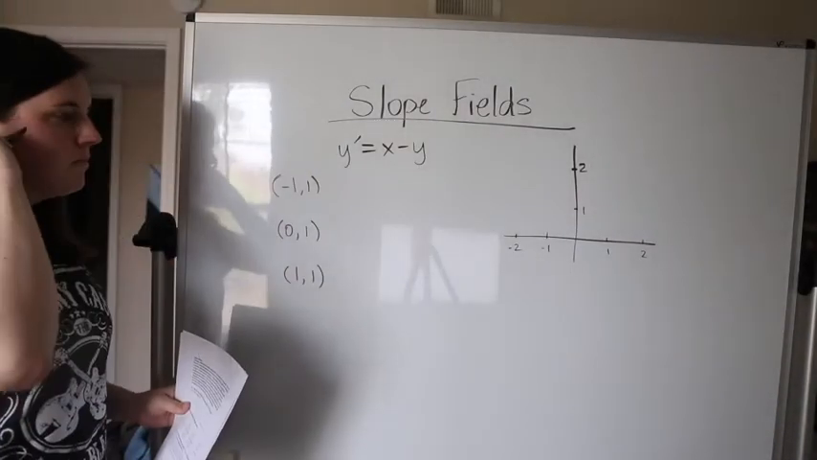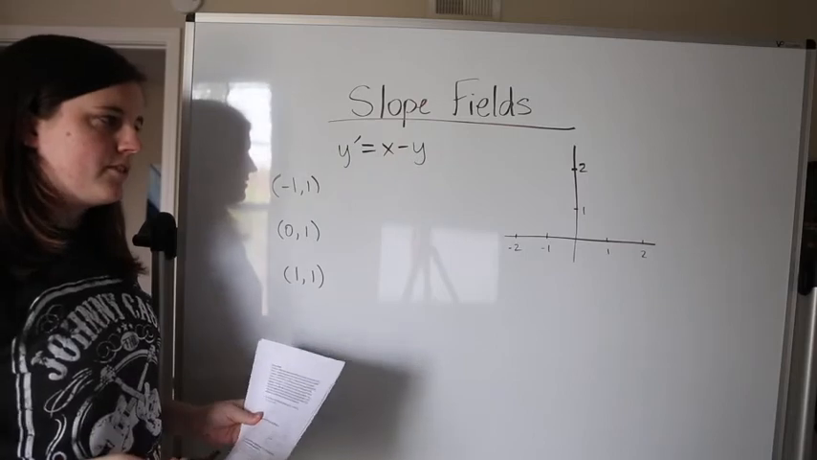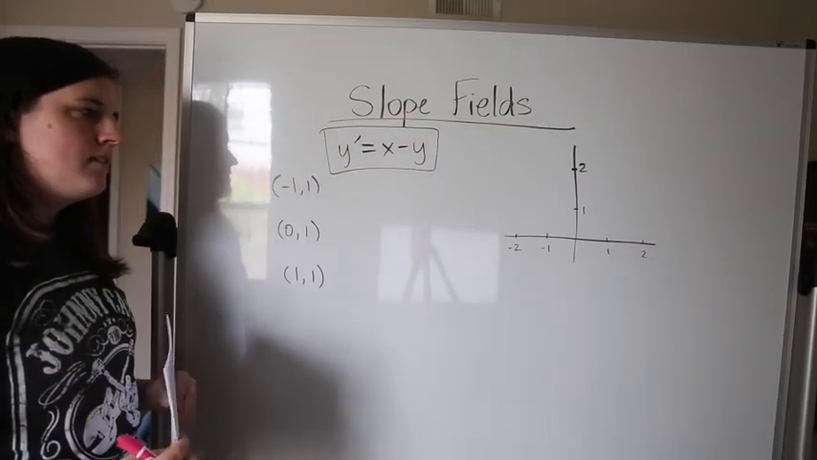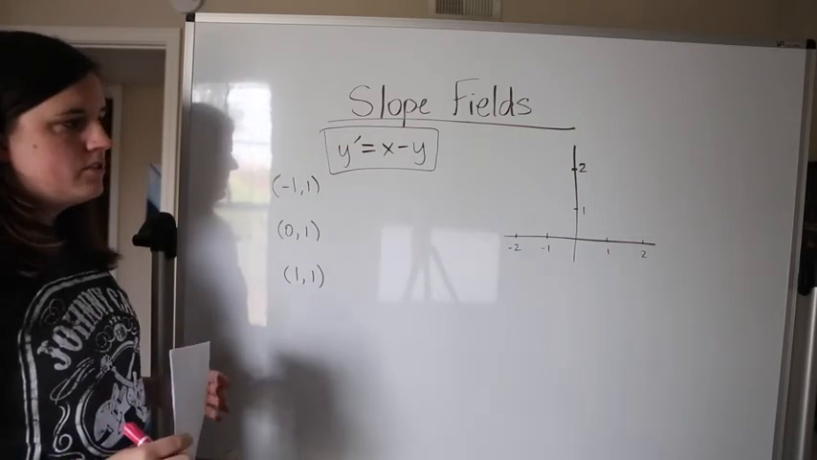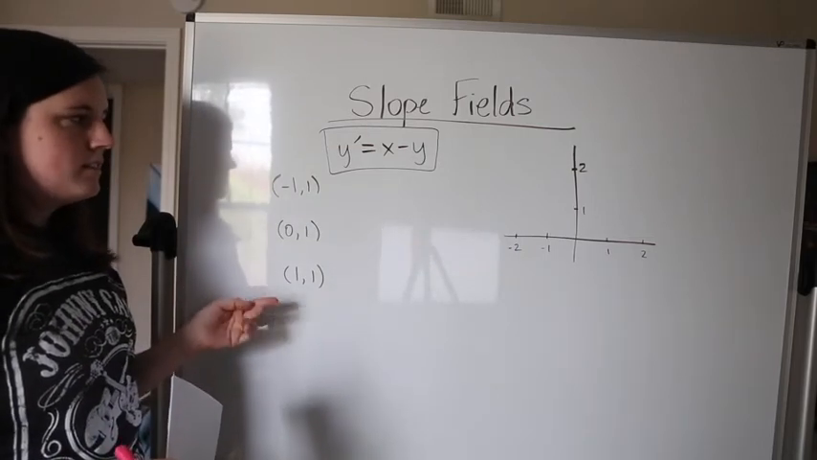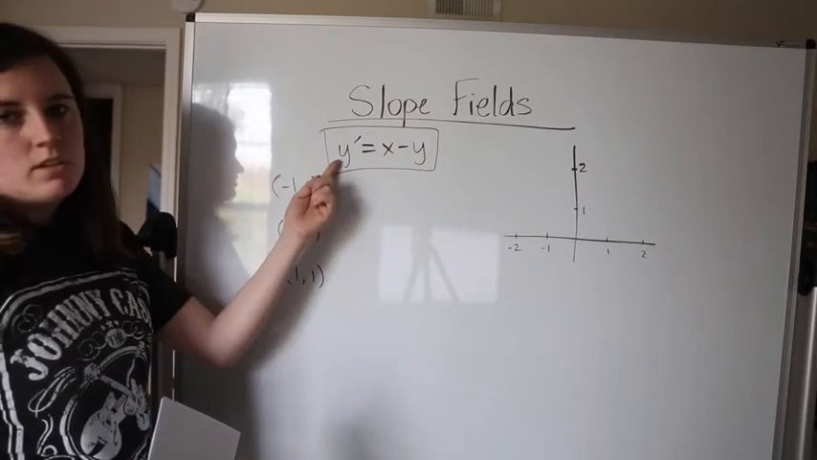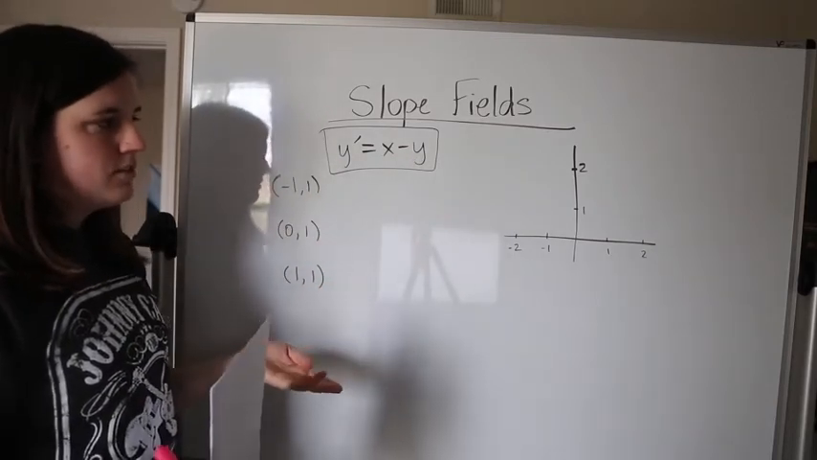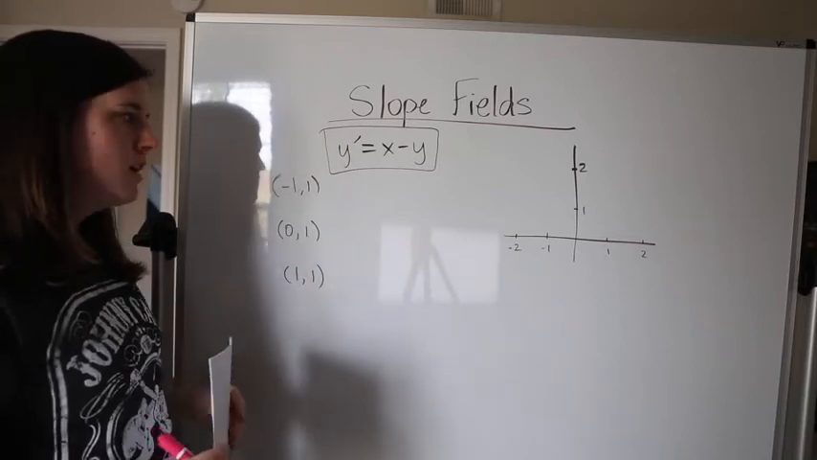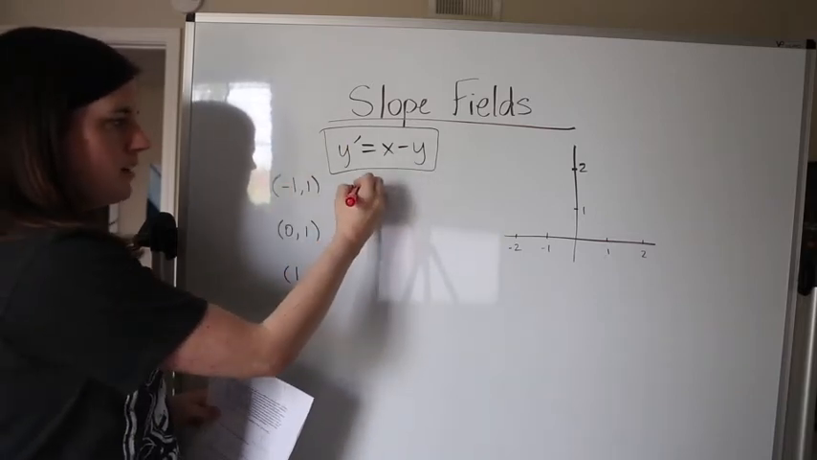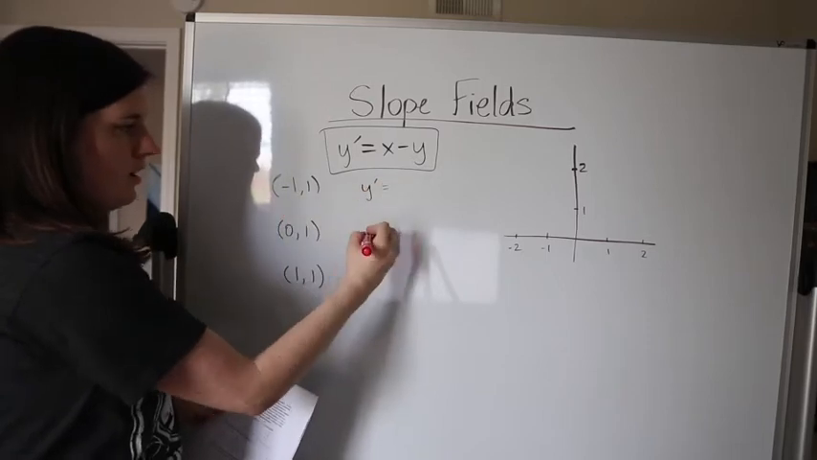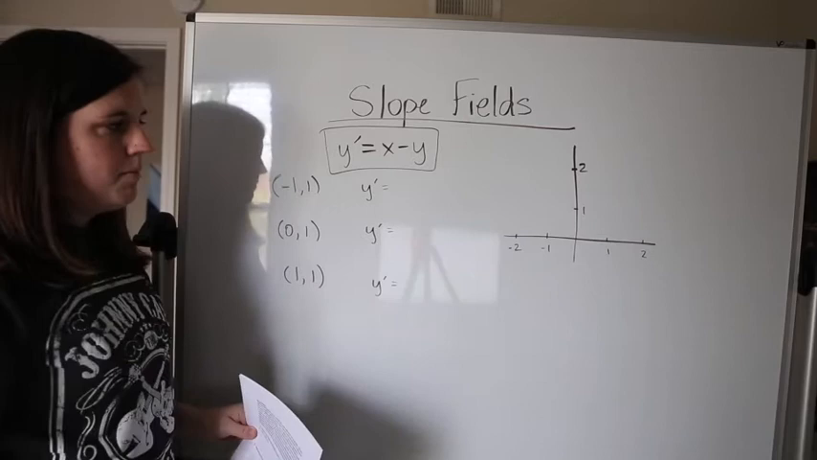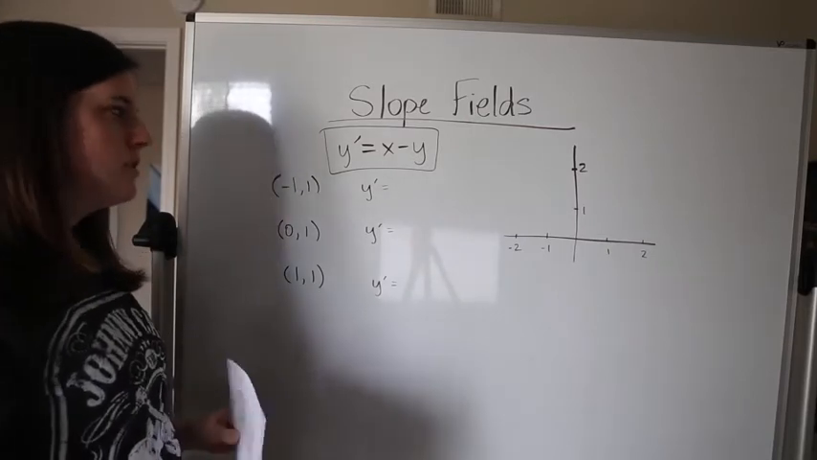Okay, so with slope fields, you're given some kind of differential equation. For us here, this is our differential equation. And what you're essentially going to do is plug in a variety of points and see at that point what the derivative is. And remembering that the derivative is another way of looking at the change of the function or looking at slope. So by plugging these points in, I can get a y prime at this point, a y prime at this point, and a y prime at this point. And they might all be different values for slope.